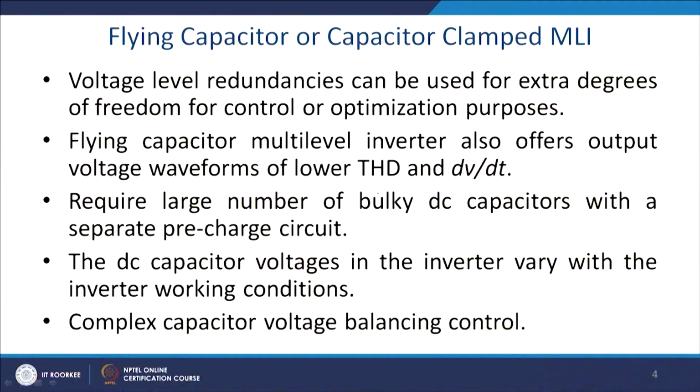Flying capacitor multi-level inverter also offers an output voltage waveform with lower THD, because the number of levels is high. So the instantaneous error voltage is less, the same as in the case of the diode clamp inverter. But these are the two advantages, and thereafter we come to the disadvantages. We require a large number of bulky capacitors.